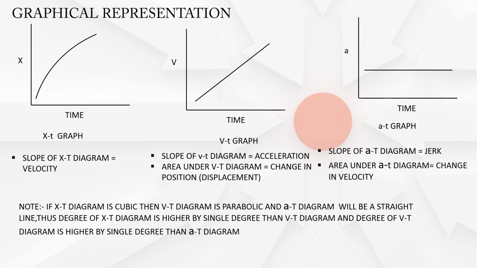If the xt diagram itself is a parabola, then the vt diagram will be an inclined line, and the at diagram will be a horizontal line, a line parallel to the x-axis. If the xt diagram is an inclined line, the vt diagram will be a horizontal line, that is a line parallel to the x-axis, and the at diagram will coincide with the x-axis, meaning there is no acceleration. So this is how the graphical representation of rectilinear motion can be done. That's all about rectilinear motion.